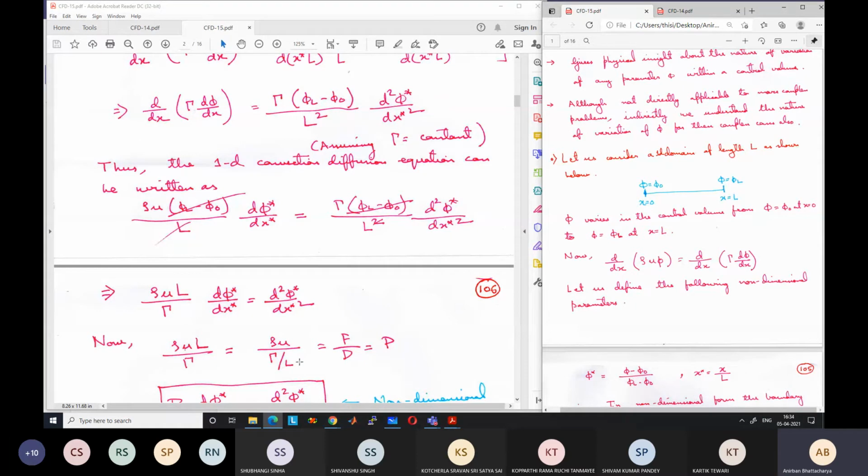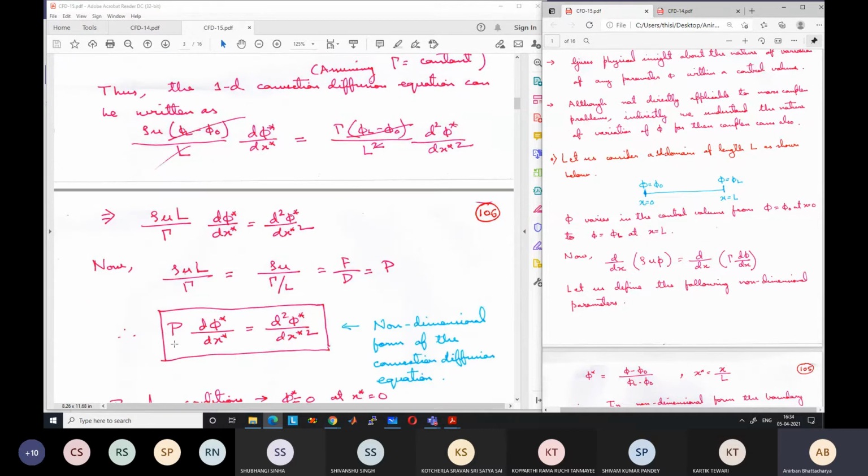Okay. So advective strength by diffusive strength is the Peclet number P, which is a non-dimensional number. So this can be written now as P into d phi star dx star equal to d square phi star dx star square. Okay, this is our non-dimensional form of the convection diffusion equation. All the terms are non-dimensional. Peclet number P is non-dimensional, phi star is non-dimensional, x star is non-dimensional. Okay, so you have non-dimensionalized the equation successfully. Any questions up to this point?